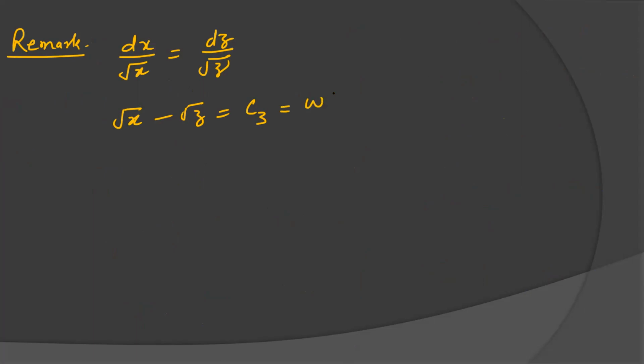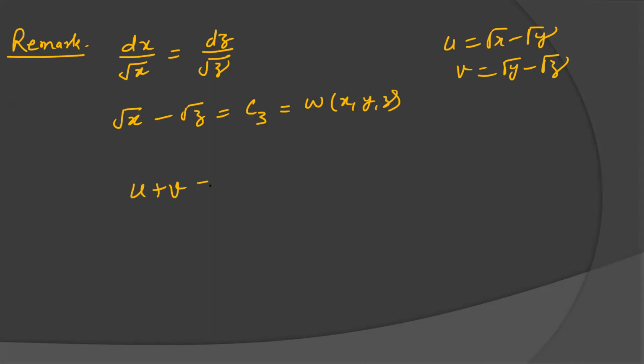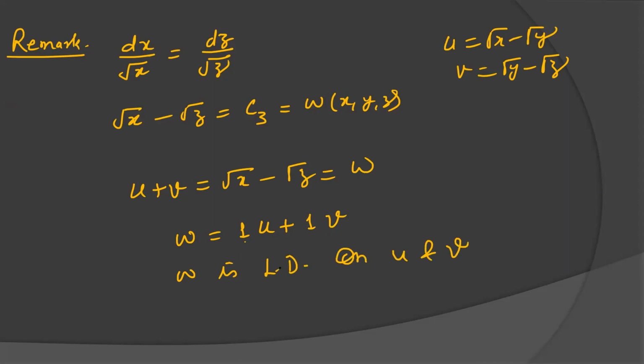Suppose this is your solution wxyz. Now, if you see carefully, u was root x minus root y, v was root y minus root z. Now, if you add u plus v, this is root x minus root z, which is equal to w only. It means w is a linear combination of u and v with constants 1 and 1. So w is linearly dependent on u and v. So w has no meaning here, because we are interested in linearly independent solutions only.